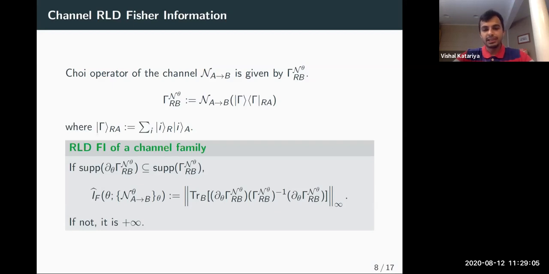What's most interesting is that usually when you go from a quantity that's defined for states to a quantity that's defined for channels, you optimize over all input states to that channel. However, in this case, for the RLD Fisher information, we find that that maximization isn't even required. We can just stick to this maximally entangled state or maximally entangled vector. That's what makes this quantity very easy to manipulate, very easy to work with, because there's no explicit optimization in this definition.